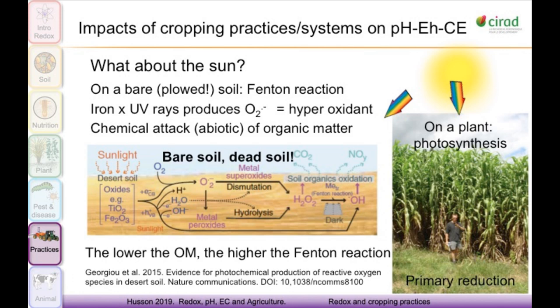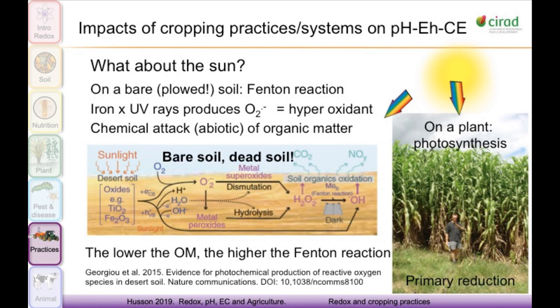Oxidizing, reducing. So the sun on a bare soil: the problem with plowing is that you make a bare soil. On the bare soil, you have a Fenton reaction. It means the iron reacts with ultraviolet, and it produces the superoxide anion. It's the second most oxidizing molecule you can have. And this attacks the organic matter chemically, even the protected one, the one which is supposed to be protected. And the lower the organic matter level in the soil, the higher the Fenton reactions. So the sun on the bare soil is extremely hard oxidation. It's a tremendous loss of energy.